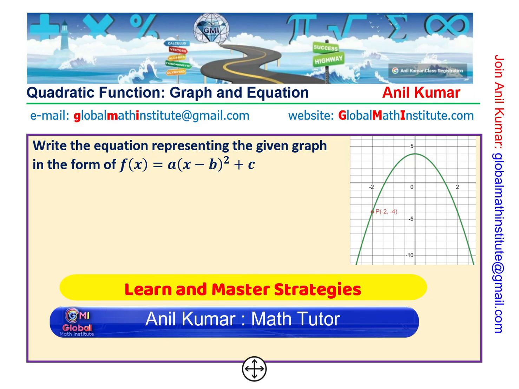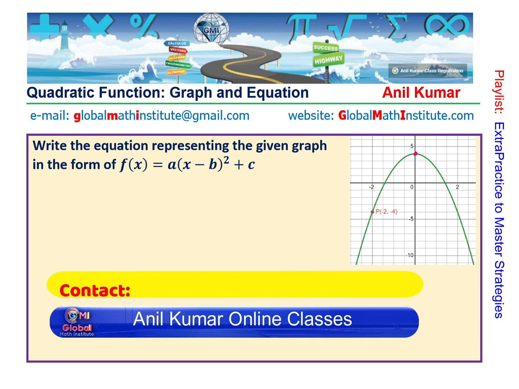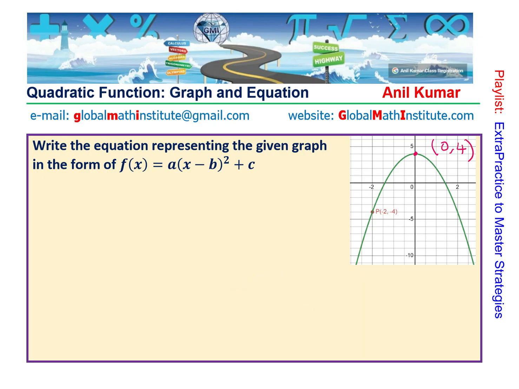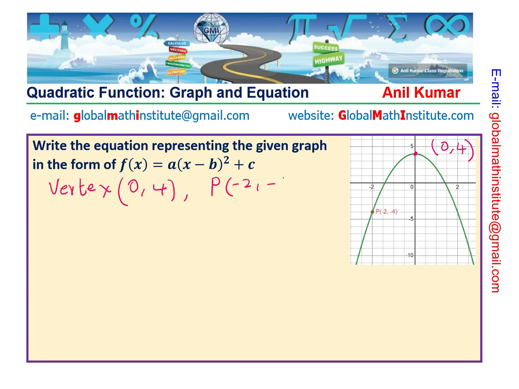We have a parabola which is opening downwards, and purposely I have not given you this point. Once you get an equation, you can check your result with the y-intercept. Since we have a vertex given to us at (0, 4), and another point at (-2, -4), let me write down: the vertex is (0, 4), and we are given a point (-2, -4).